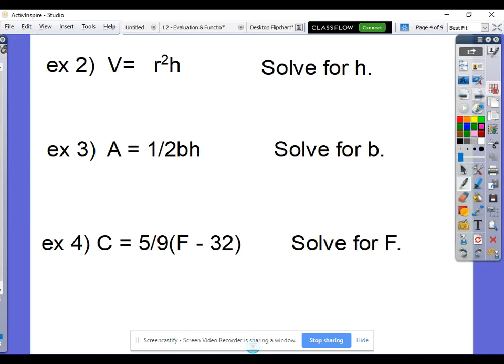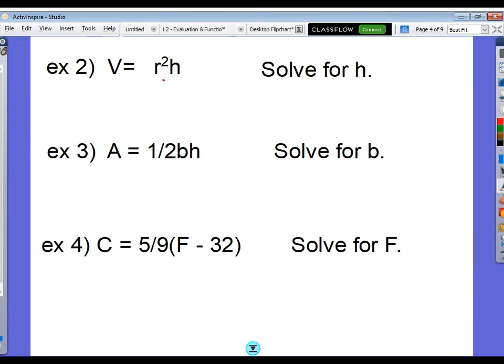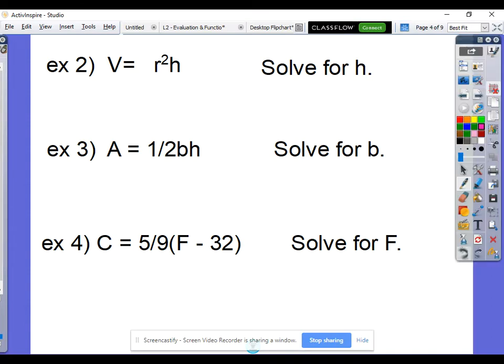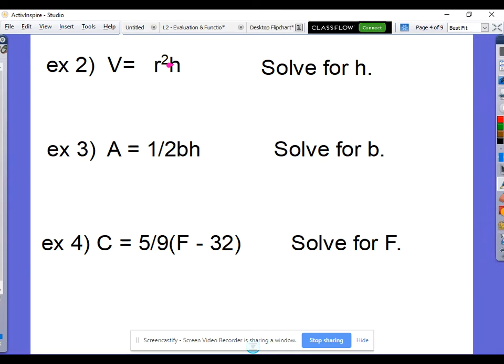All right. In this particular one, we want to solve for h. Don't overthink it. Look at your equation and ask yourself, what's the operation between r squared and h? It's multiplication. So how do I undo multiplication? Division. So divide by r squared on both sides. Divide by r squared. That cancels out. I'm left with h equals V divided by r squared. As soon as h is alone, that means we're good.